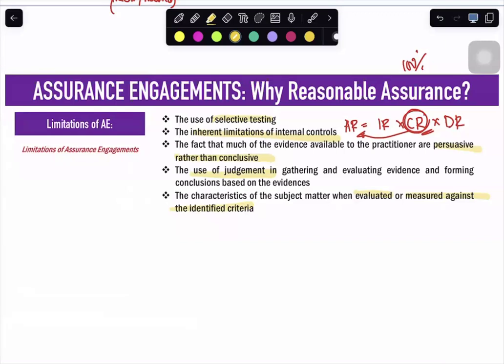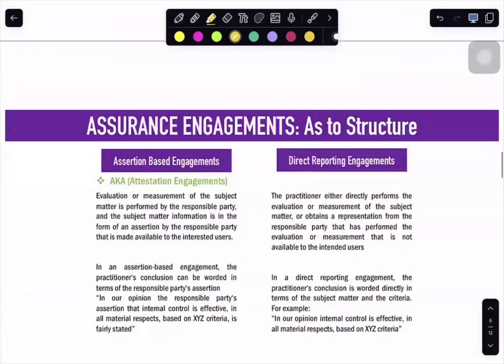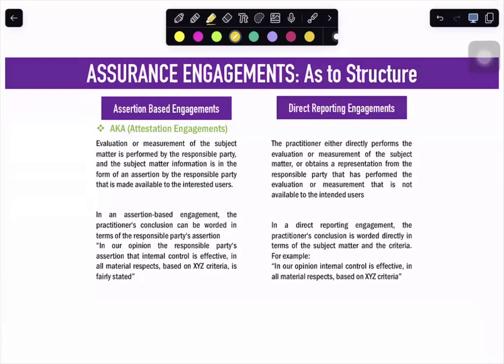Just because we cannot provide an absolute level of assurance, you can only provide a high or moderate level of assurance, but not absolute. That is because of the limitations of assurance engagements. Now, let's look into assurance engagements as to structure. First, we have the assertion-based engagement and the direct reporting engagement.